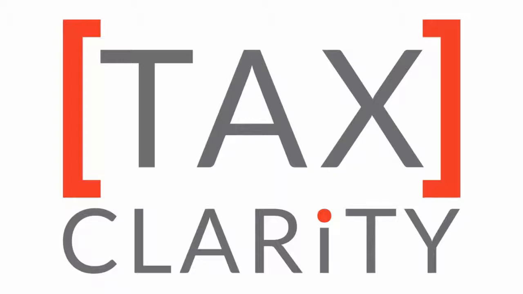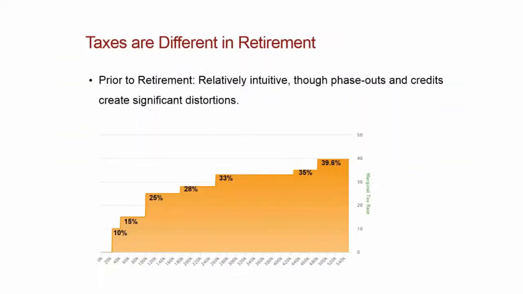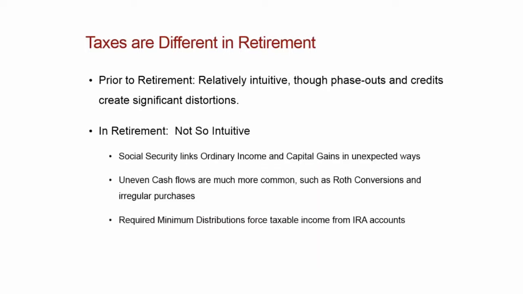In the retirement space in particular, taxes are different. Prior to retirement, it's relatively intuitive, though you do have some unusual phase outs and credits like the earned income tax credit and the new healthcare tax credit. But in general, it's a reasonably intuitive system prior to retirement for middle and upper middle income people. But once you hit retirement, it's not so intuitive.